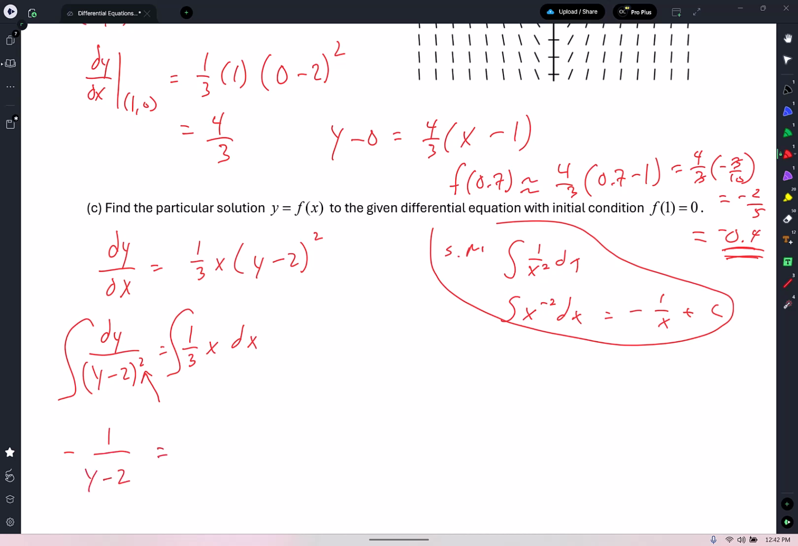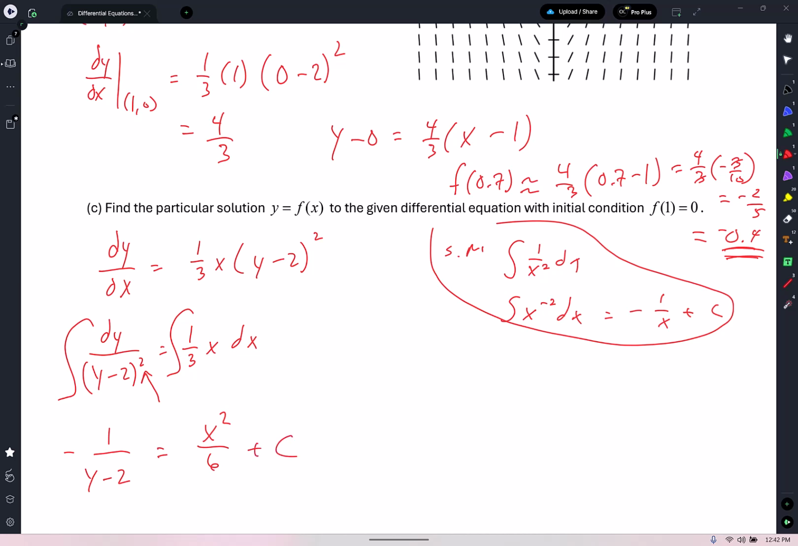Put it on the right-hand side here: 1/3 x squared divided by 2. When you divide by 2, just multiply that 3 there. So 1/6 x squared. You can also say x squared over 6, which I think is what I'm going to do. x squared over 6 plus c.